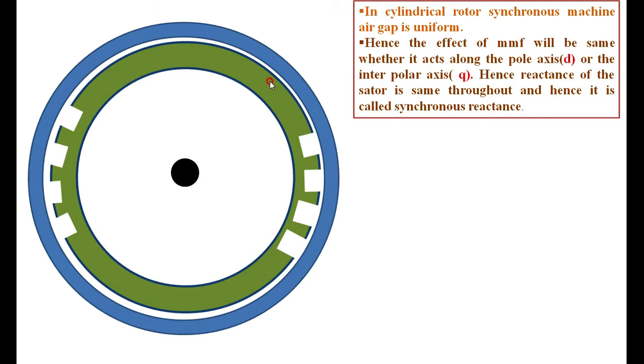In the case of a cylindrical rotor, we know that the air gap is uniform throughout. Because of that, the distribution of the mmf along the air gap is uniform. Therefore, we assume the fictitious reactance of the armature reaction is uniform throughout, so you have only one reactance, that is XA.